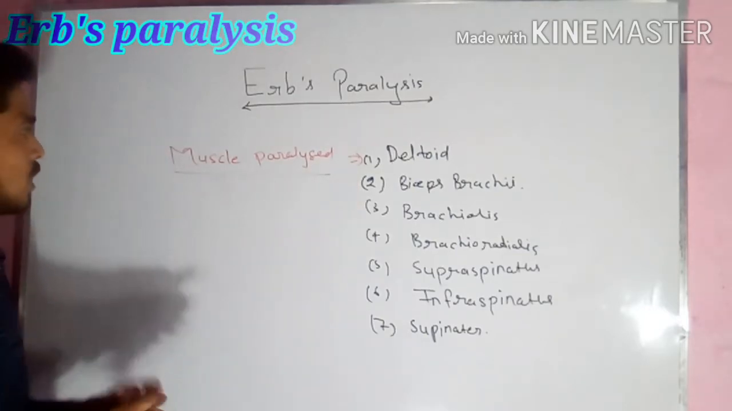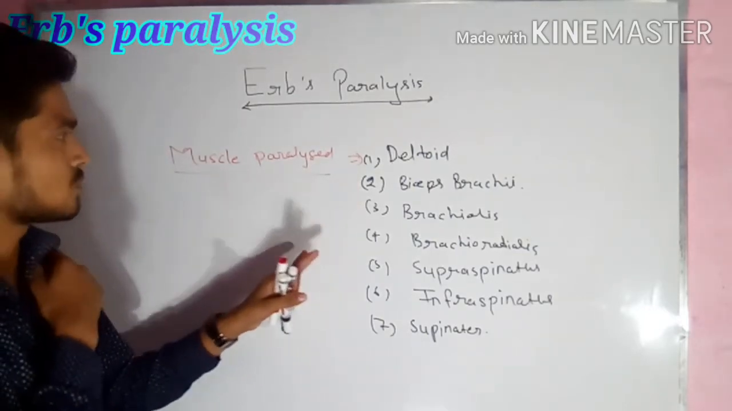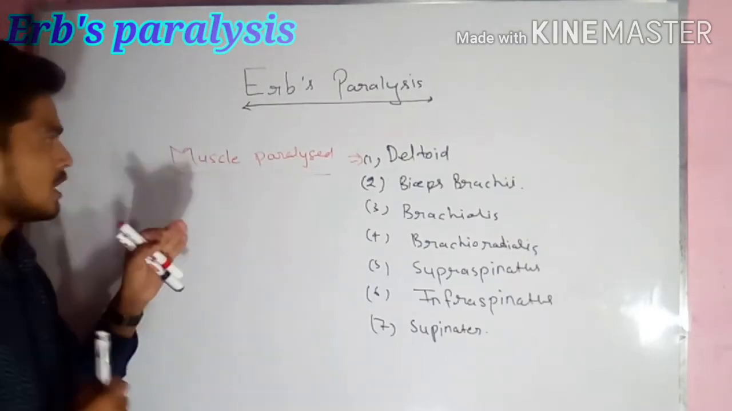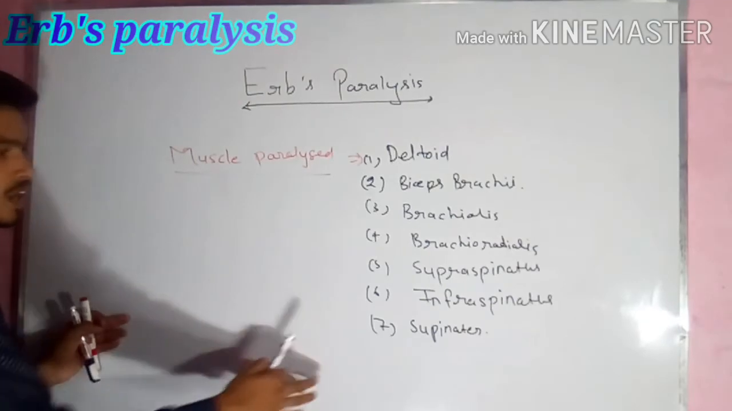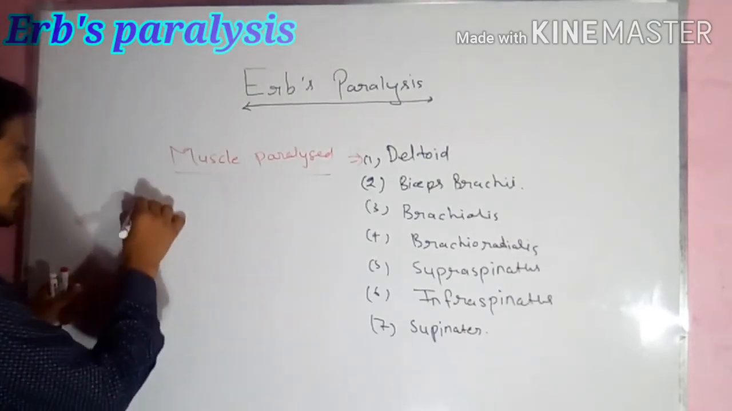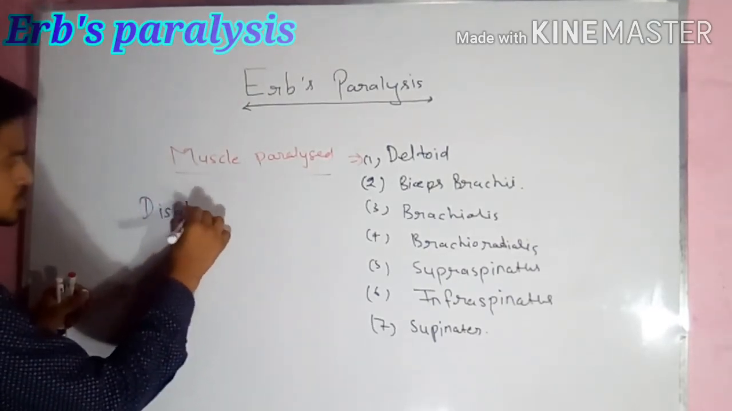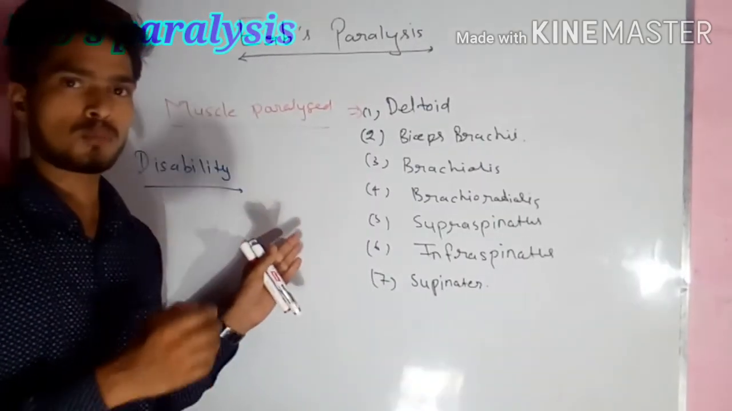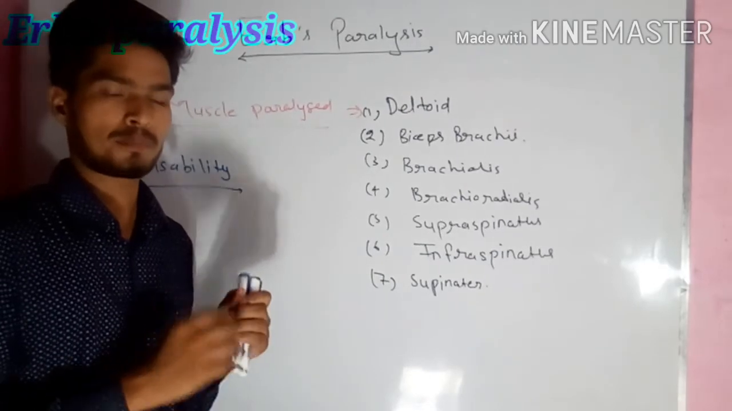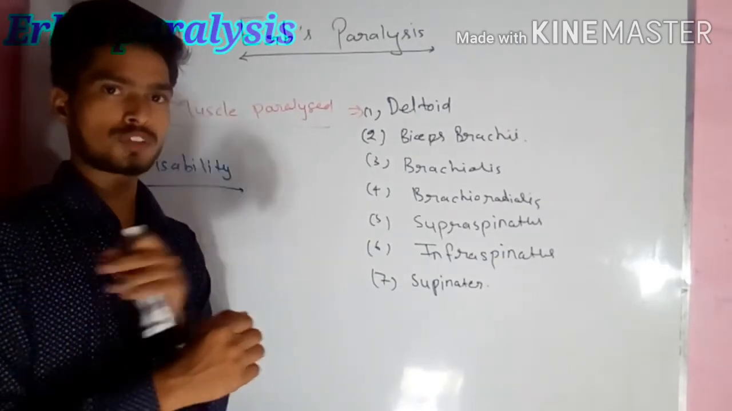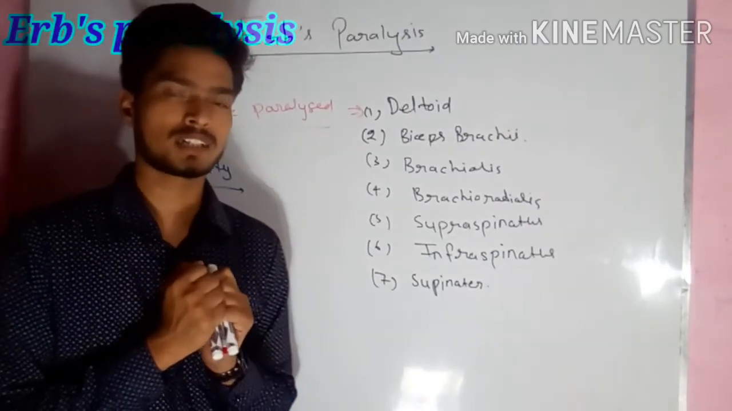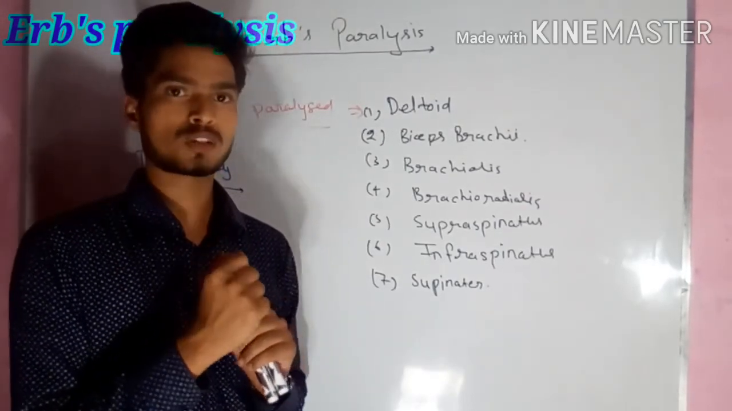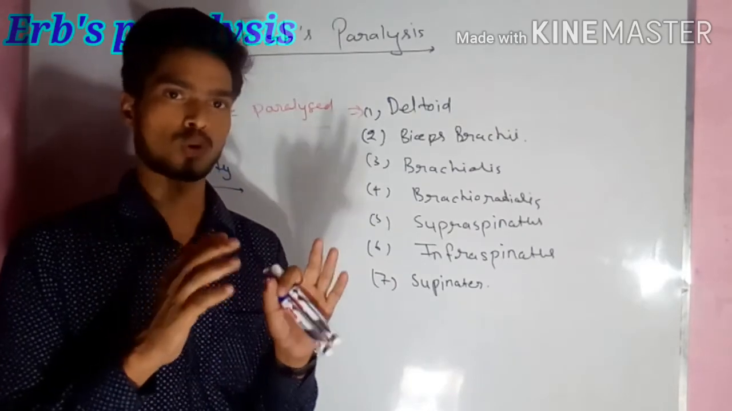Okay, and now what is the cause of these muscle paralyses? Because of Erb's point. Okay, and what happens when all these muscles are paralyzed? So some disability is produced. In the disability, some movements are lost, just like abduction and lateral rotation of the arm, and flexion and lateral rotation of the forearm, and supination is also involved in the forearm, it will be lost.